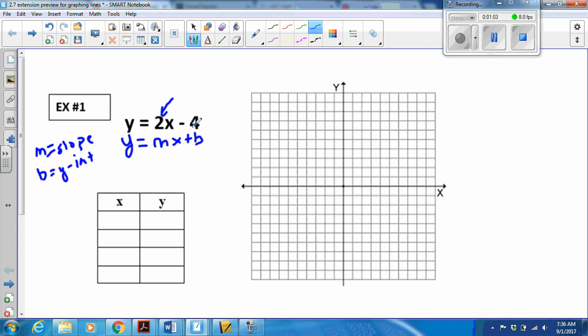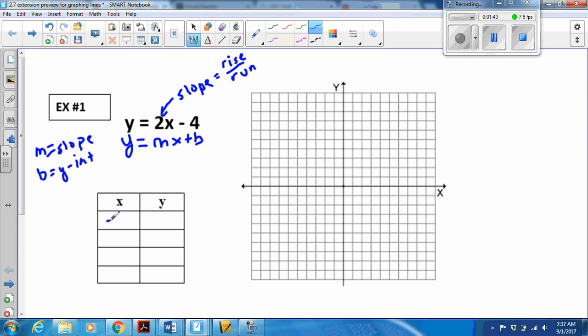So in this case, if we're following this form, m is our 2, so that means 2 is our slope. And remember, slope means rise over run. Also in this case, our b value, or y-intercept, is -4. So what you could always do here is graph your y-intercept and then use slope to graph the other points. Now here, I'm going to use an XY table to get some of the other points.